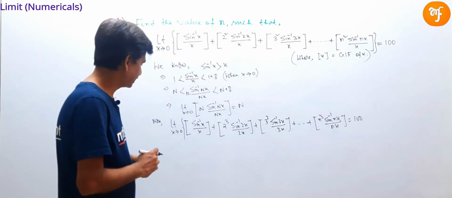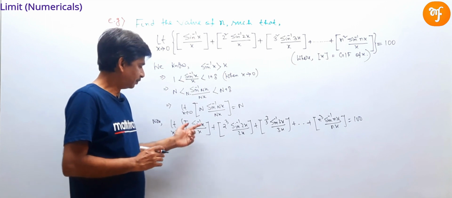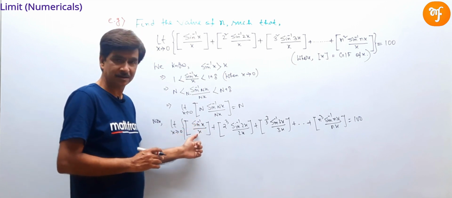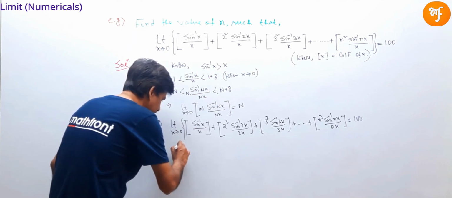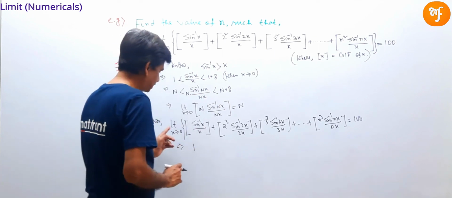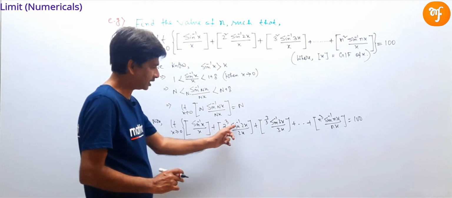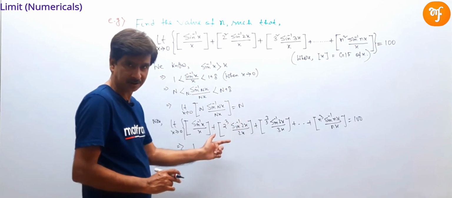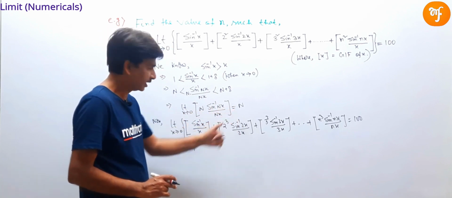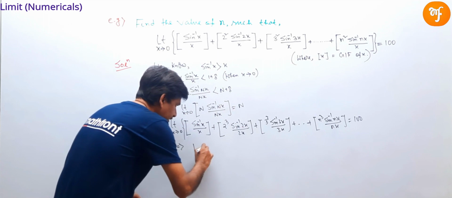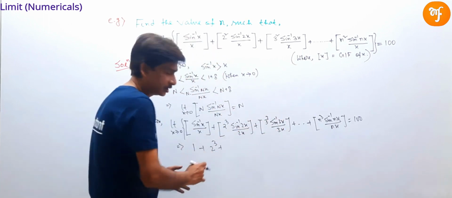Is it? So as limit x tends to 0, definitely sine inverse x by x will be given as 1. So this result is 1. Similarly, limit x tends to 0 of 2 cube sine inverse 2x by 2x, this result will be 2 cube according to this formula. Okay. So we can write the second part as 2 cube. Similarly, this third part will be 3 cube.